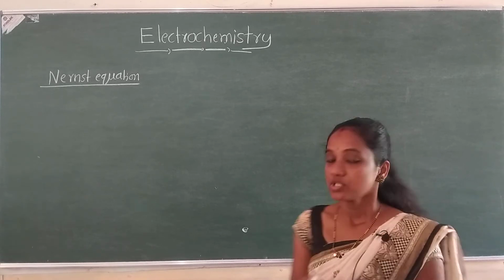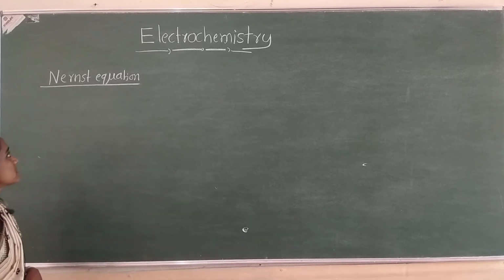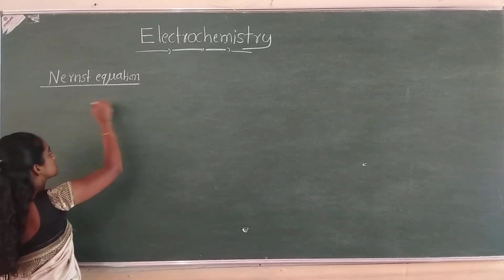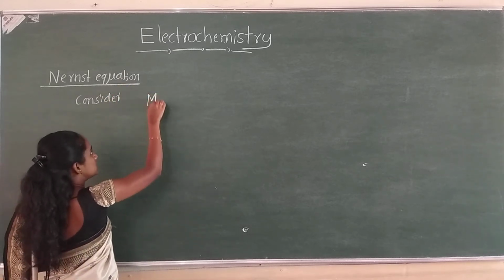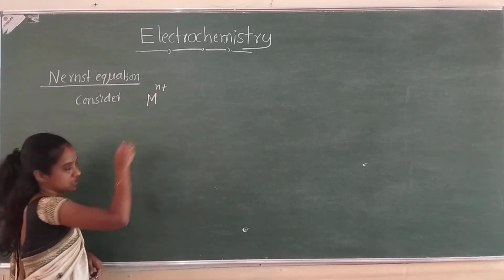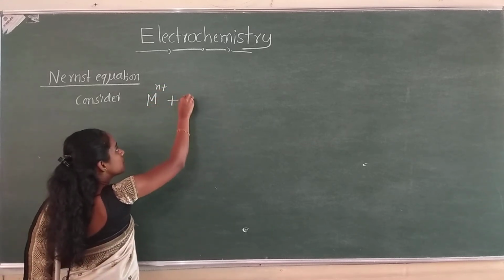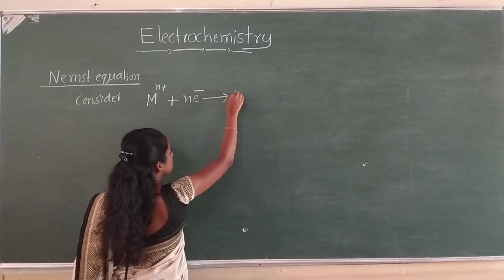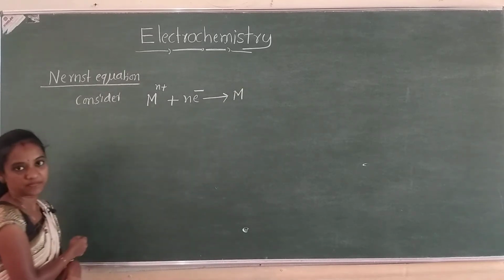Now, what is this Nernst equation? Nernst is the name of a scientist. Consider a general electrode reaction. Consider the metal with oxidation state n plus. It is an oxidized form of the species, that is a metal ion, which accepts n number of electrons and is reduced to a metal. Let us consider this as a general electrode reaction.